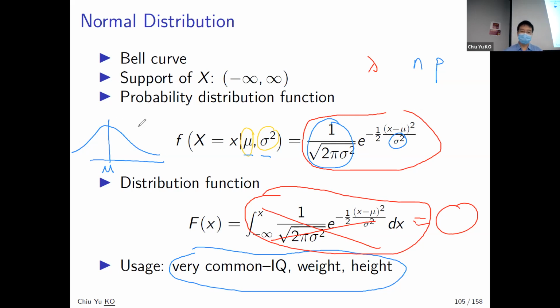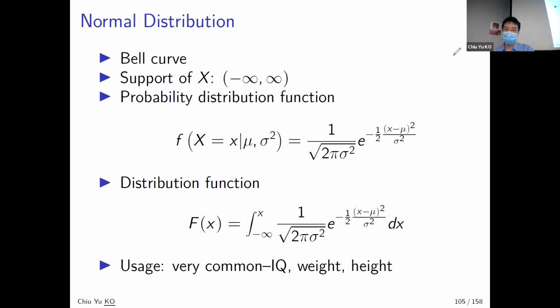But anyway, I don't think we need to know why it looks like a bell curve. One thing we draw from this f function is that it will be symmetric about mu, which I put here. That means if you calculate the skewness, it will be 0. So you don't need to worry about this.